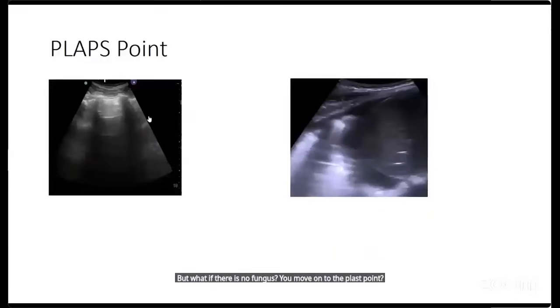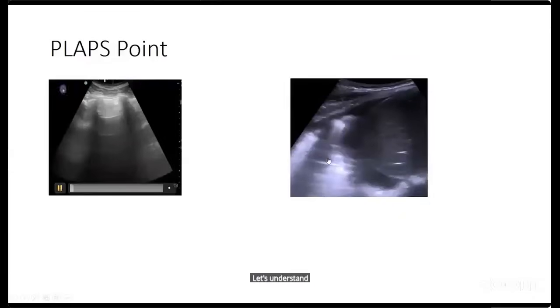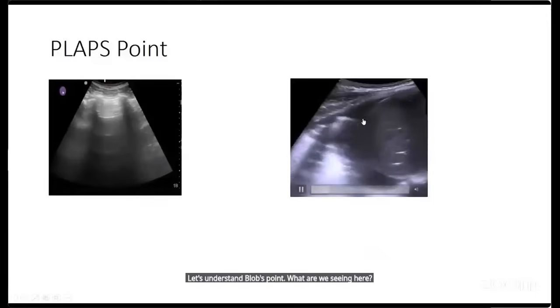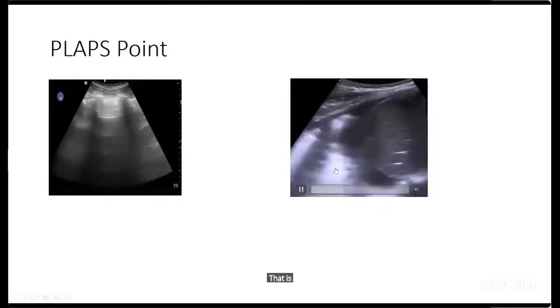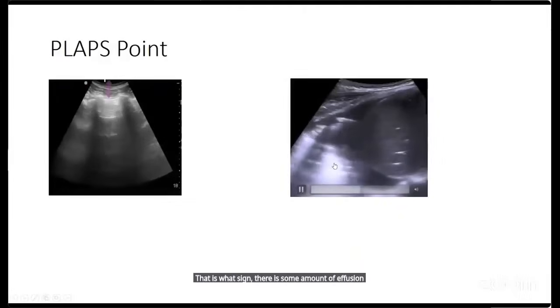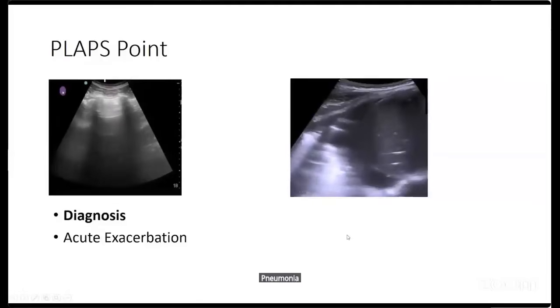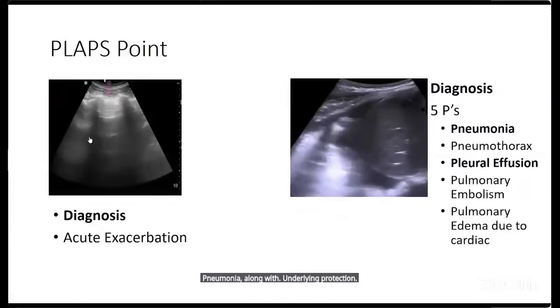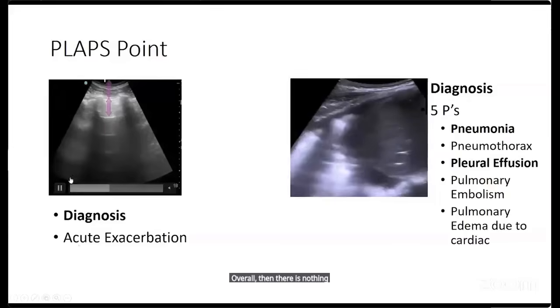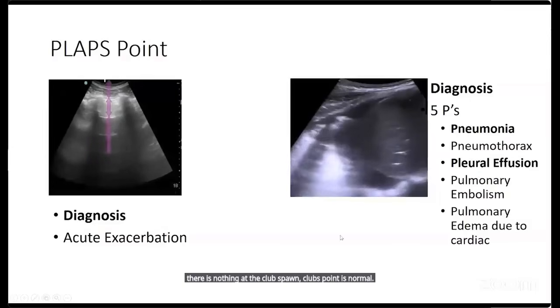What are you seeing here at the PLAPS point? Let's understand. What are we seeing here? There is some amount of effusion. There is also a C profile kind of scene over here. So this patient has pneumonia along with underlying pleural effusion. Over here, when there is nothing and the PLAPS point is normal, then it is an acute exacerbation of your asthma or COPD.